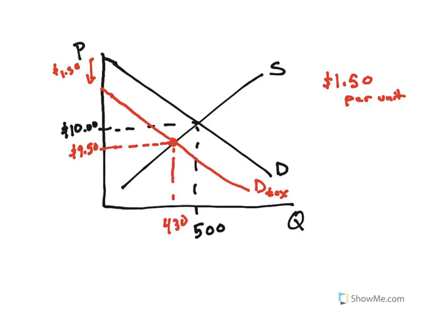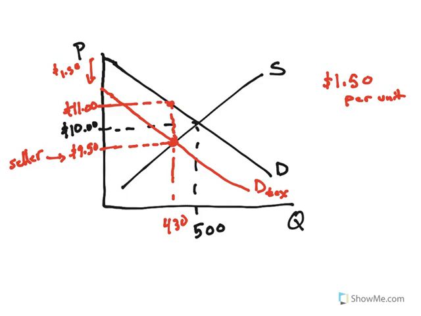So this $9.50, right, that is what the seller is getting. So the seller is getting $9.50 because at that 430 units, people are going to have to pay $1.50 for each one. So the price that the buyer is paying is $11. So the price that the seller gets is $9.50 plus tax brings that up to $1.50.